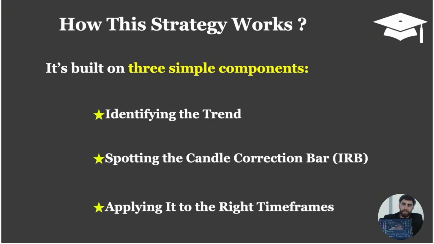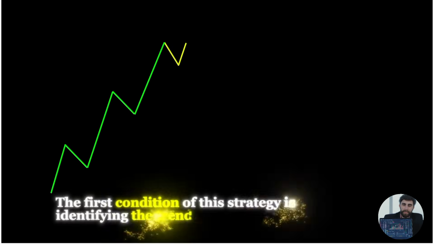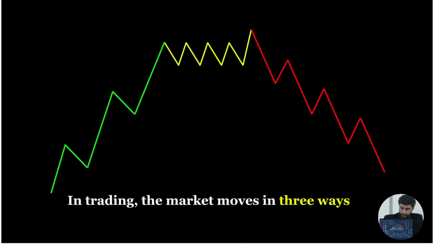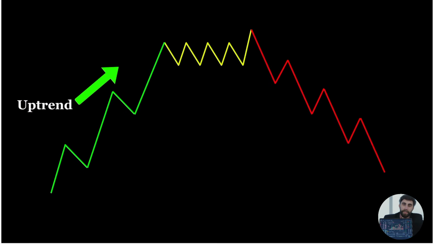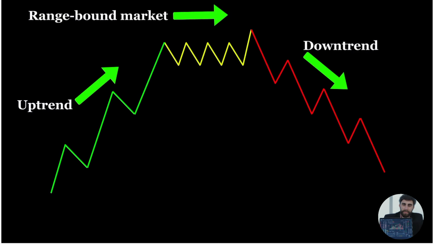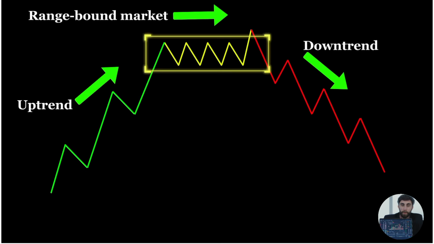Now, let's get started. The first condition of this strategy is identifying the trend. In trading, the market moves in 3 ways: an uptrend, where buyers are in control and push prices higher; a downtrend, where sellers take charge and drive prices lower; and a range-bound market, where price moves sideways in consolidation. For this strategy, our focus will be on the range-bound market, because that's where the magic happens.